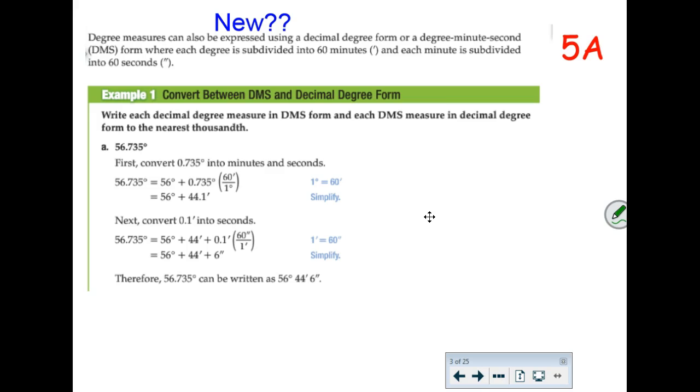You know how you can take a mile and break it down into feet, and take a foot and break it down into inches? Well, same thing here with degrees. You can take a whole degree and break it into minutes. There are 60 minutes in 1 degree. That sounds familiar, doesn't it? Yeah, sounds like an hour to me.